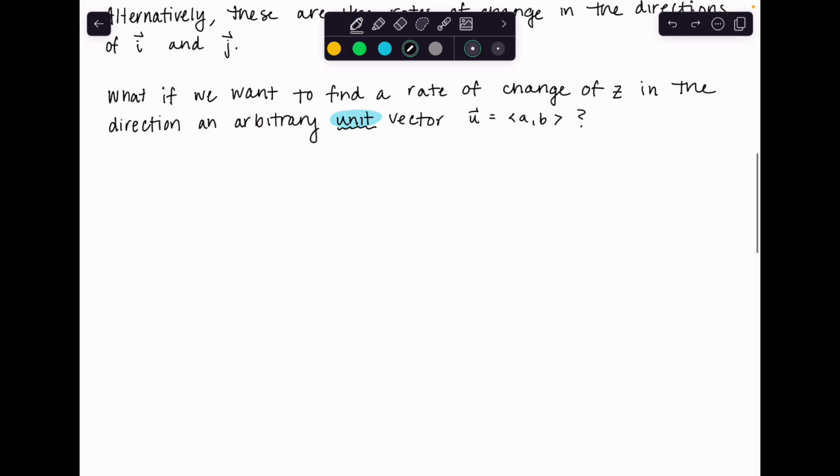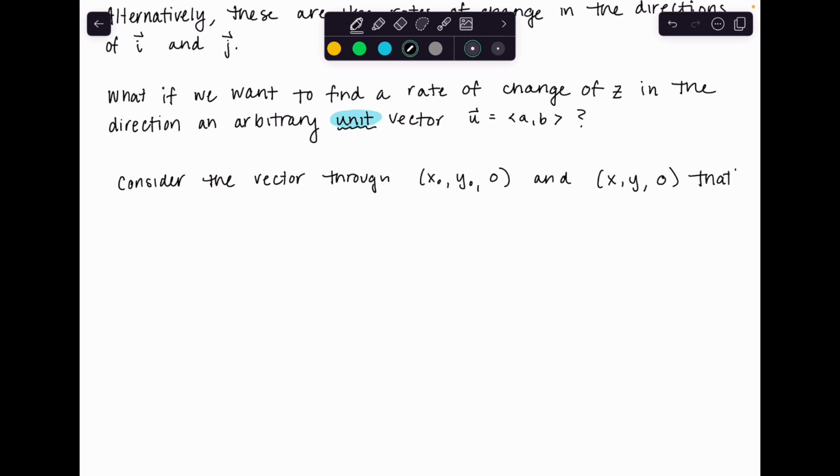So what we're going to do is consider the vector through the point, which is that initial point x naught, y naught. I'm specifically going to look in the xy plane, and some arbitrary point x, y, 0, that's parallel to u.